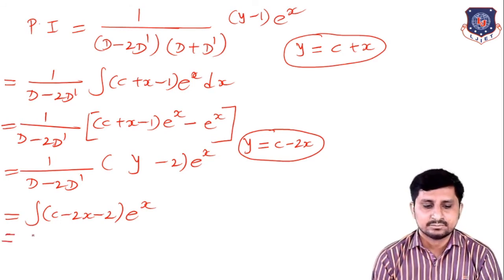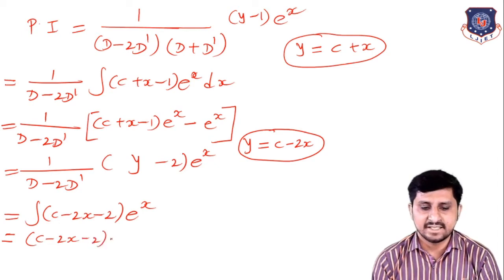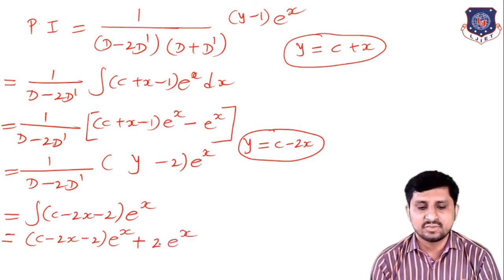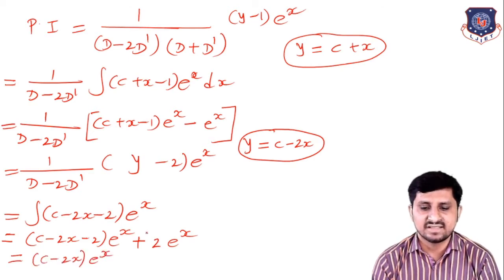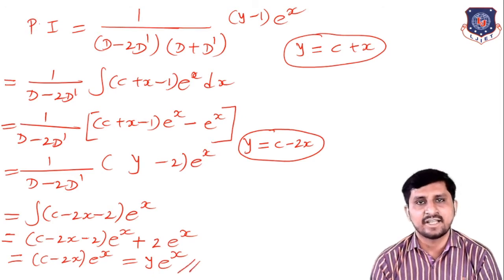So c minus 2x minus 2 as it is, integration of e raised to x, that is e raised to x, minus differentiation of this function, that is minus 2, so minus minus plus 2. Okay, and integration of e raised to x, that is e raised to x. So this minus 2 e raised to x plus 2 e raised to x will be cancelled out. So finally we get c minus 2x. This equal to, I can write c minus 2x into e raised to x. But what is c minus 2x? C minus 2x is nothing but y. So I can write y into e raised to x. So this is my final answer for particular integral.